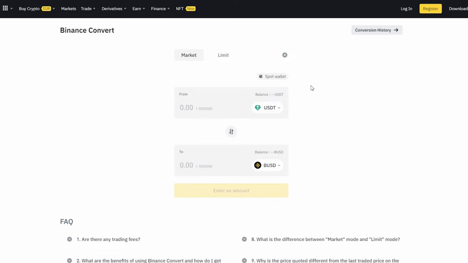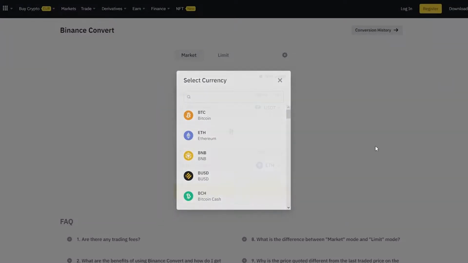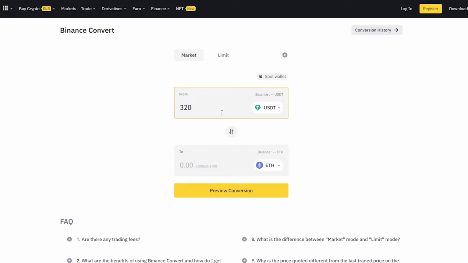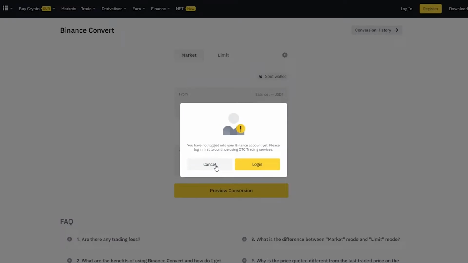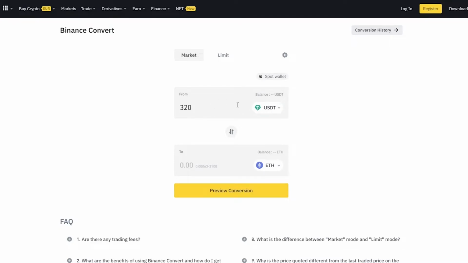What that will do is you can then convert these crypto coins to whatever you want to buy. For example, if you want to convert your USDT to Ethereum, let's say you have 320 USDT. It will convert this amount of USDT to whatever amount of Ethereum it's worth. And then after it's converted, you can buy it, and you can keep it in your wallet, or just keep it in your inventory assets on Binance, whatever you'd like.